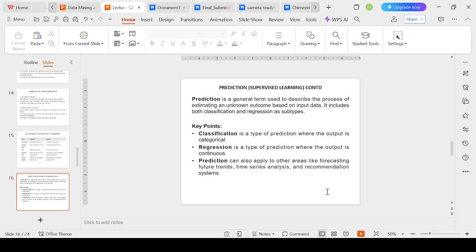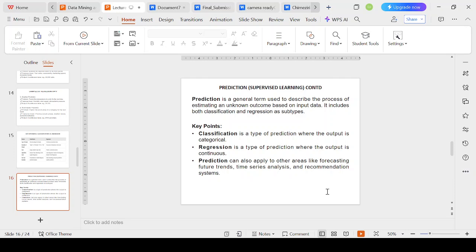We are going to see it vividly when we start the practical aspect of it. It's very interesting, you see how you can automate model building, automate your problems to make automatic predictions using machine learning modeling. You can hear this word prediction. Prediction is a general term used to describe the process of estimating an unknown outcome based on input data. So it includes both classification and regression as subtypes.